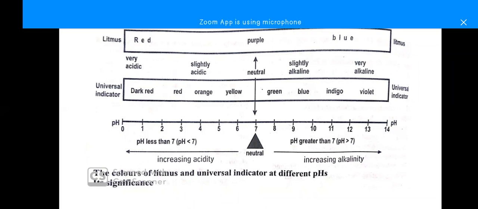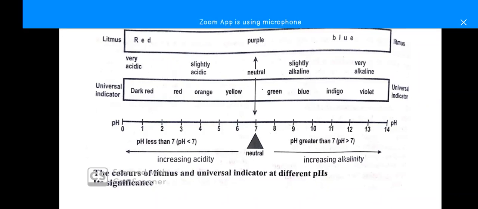the base aspect. So when it reads 9 to 10, you know that it falls between, it will give you a blue color, indicating the presence of a base. So when the indicator reads violet, you should know that it's a strong base. So it will give you a pH of either 13 or 14.